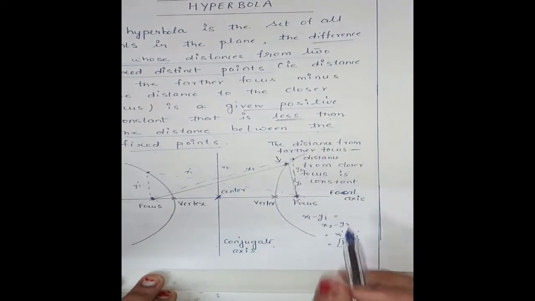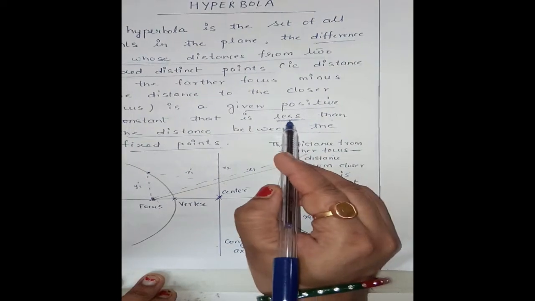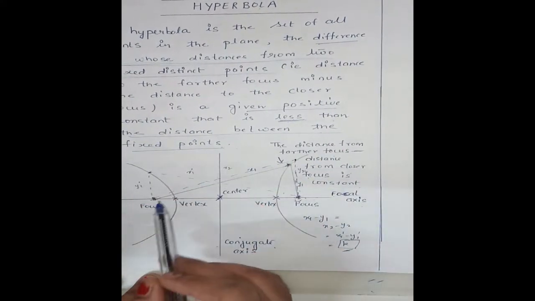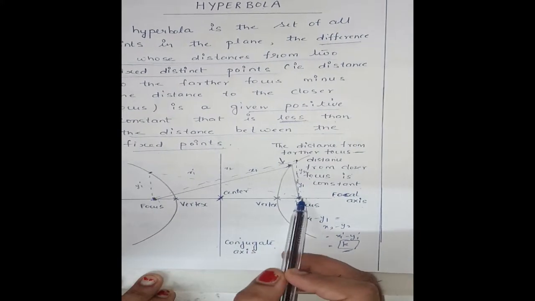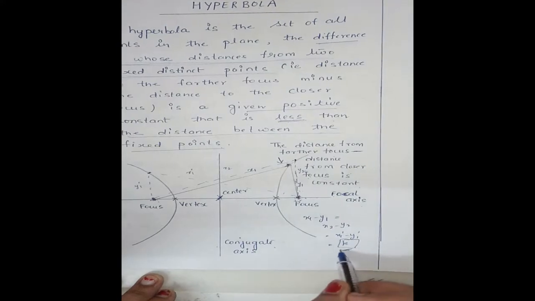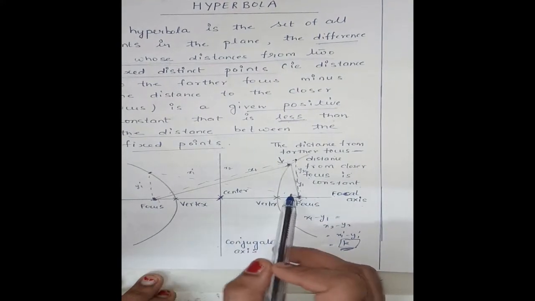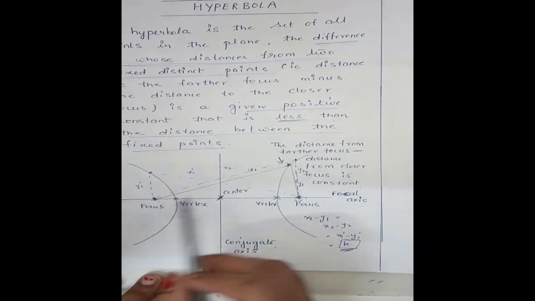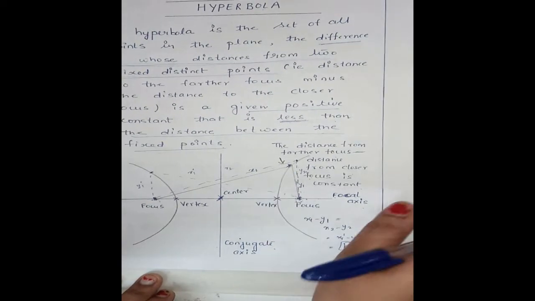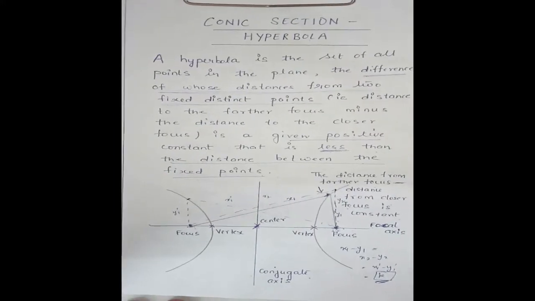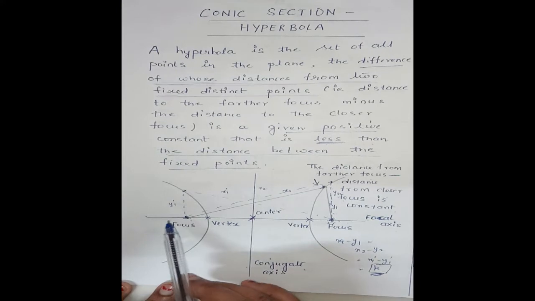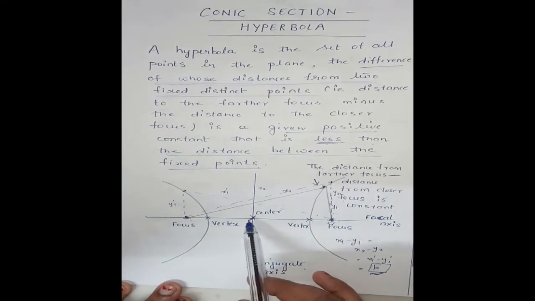Furthermore, this constant k is less than the distance between the two fixed points. The distance between the two foci, this k is less than the distance between these two foci. The set of all these points is a hyperbola. Clear?